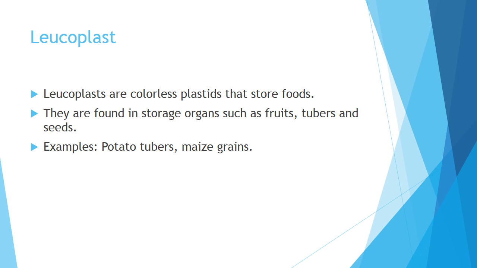The third type of plastids are leucoplasts. Leucoplasts are colorless plastids that store foods. They are found in storage organs such as fruits, tubers, and seeds. Examples: potato tubers and maize grains, etc.